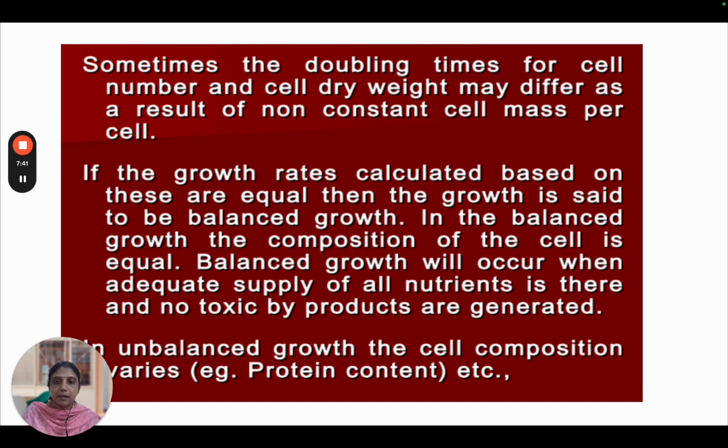Sometimes the doubling times for cell number and cell dry weight may differ as a result of non-constant cell mass per cell. If the growth rates calculated based on these are equal, then the growth is said to be balanced growth. In balanced growth, the composition of the cell is constant. Balanced growth occurs where an adequate supply of nutrients is there and no toxic byproducts are generated. In unbalanced growth, there will be excess protein content or other unwanted metabolites produced. So we need to have balanced growth.